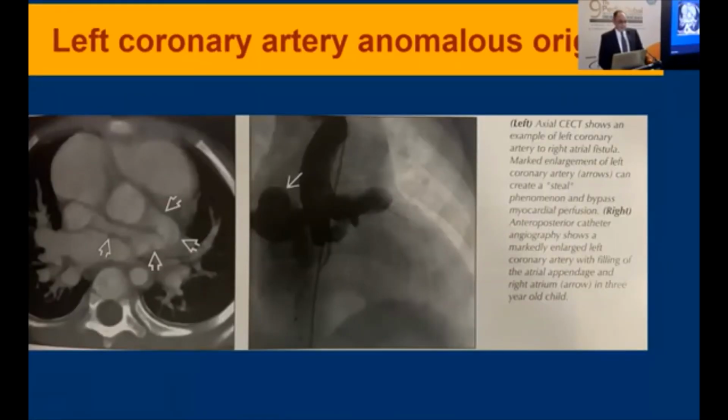Another example of anomalies of the left coronary artery, where there is a fistula between the left coronary artery and the right atrium, and a large coronary artery, which is seen in the angiogram by significant dilatation of the left coronary artery, which is filling the right appendage.